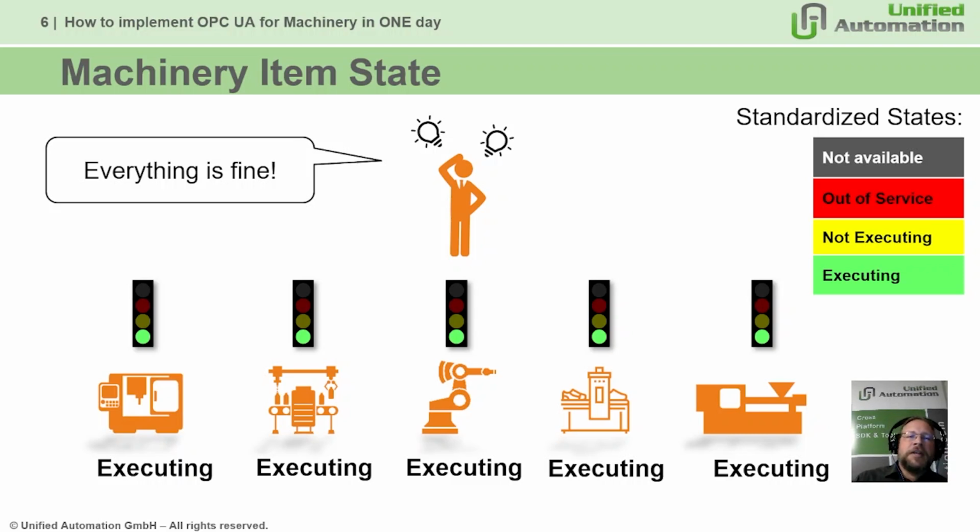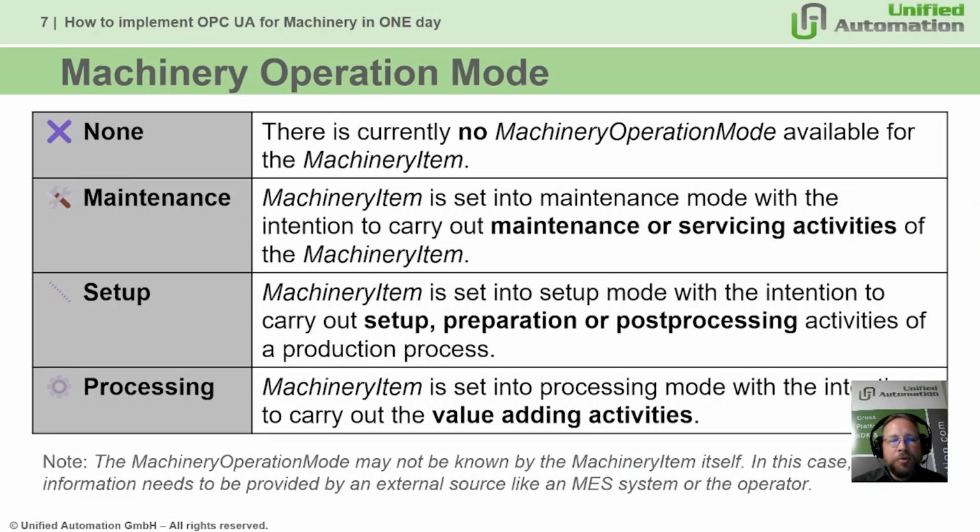There's also another state, the machinery operation mode. This is typically not directly known by the machine, but needs to come from the outside world, either by a local HMI or by an MES system. And you can say, oh, I'm actually doing something productive. That's what you want to achieve mostly. So you're processing. But you can also say, oh, I'm maintaining the machine, but I need to execute the machine while I'm doing the maintenance, so to check that everything is okay. Or during setup, you sometimes also need to execute the machine.